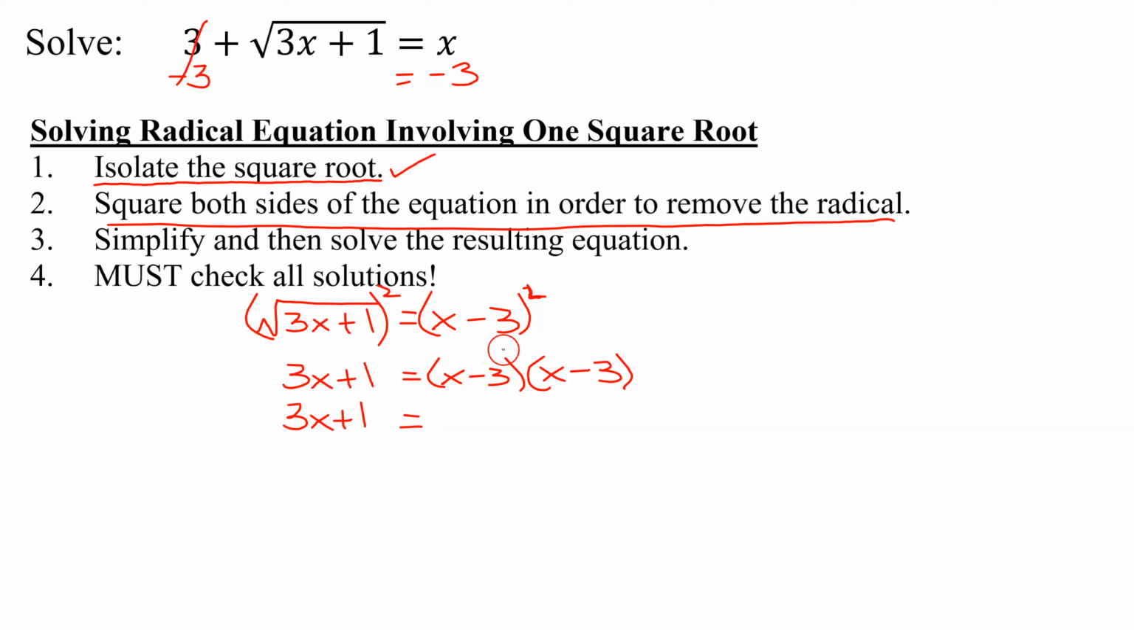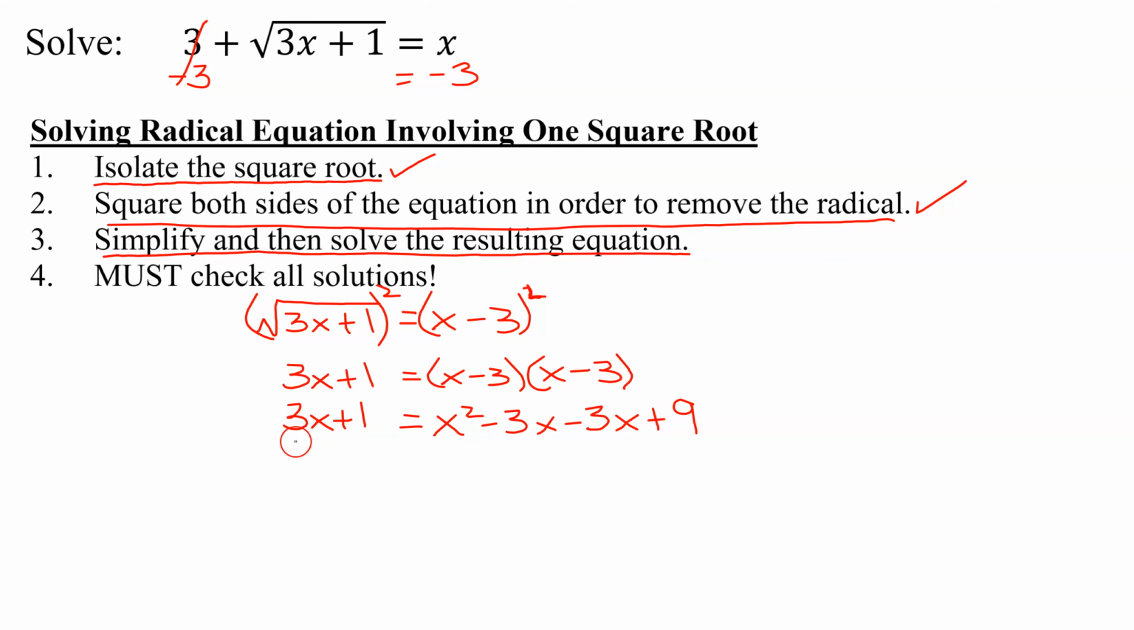So our left-hand side is still 3x plus 1 equals. Now FOIL it out. X times x is x squared. Outer, x times negative 3 is negative 3x. Inner, negative 3 times x is negative 3x. And last, negative 3 times negative 3 is positive 9. So I have squared both sides to remove the radical. And now I've got to simplify and then solve the resulting equation.